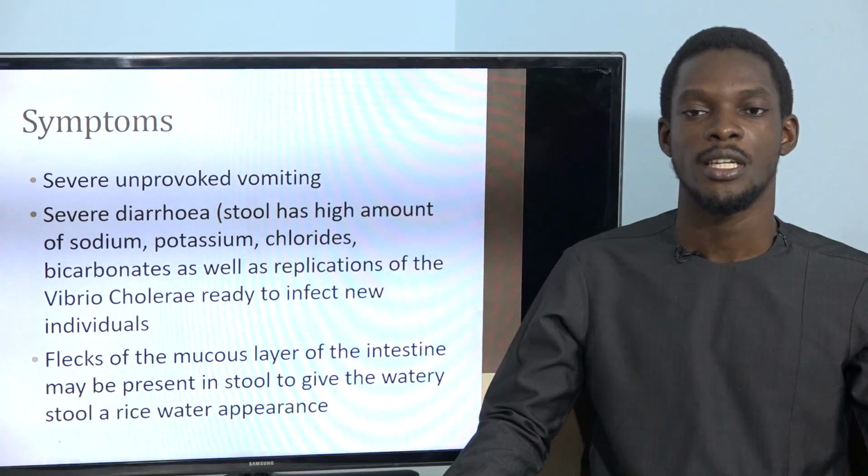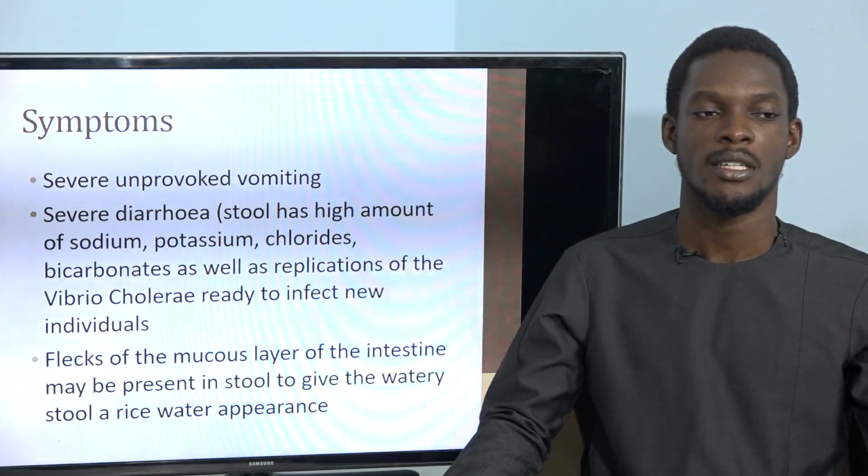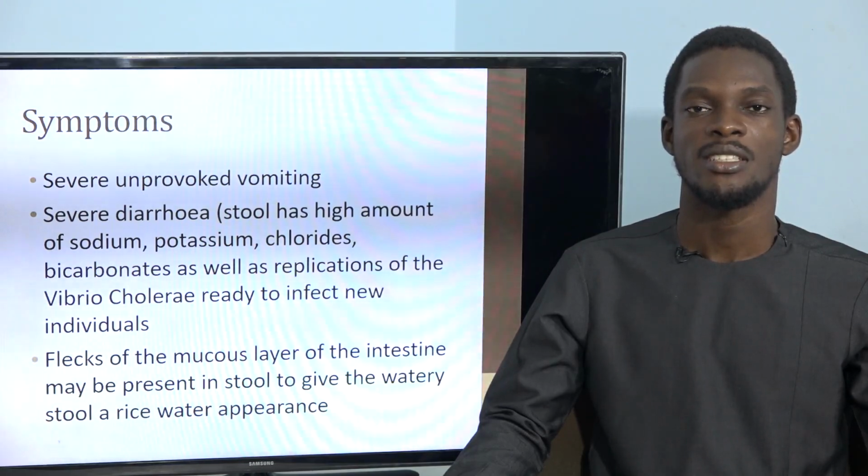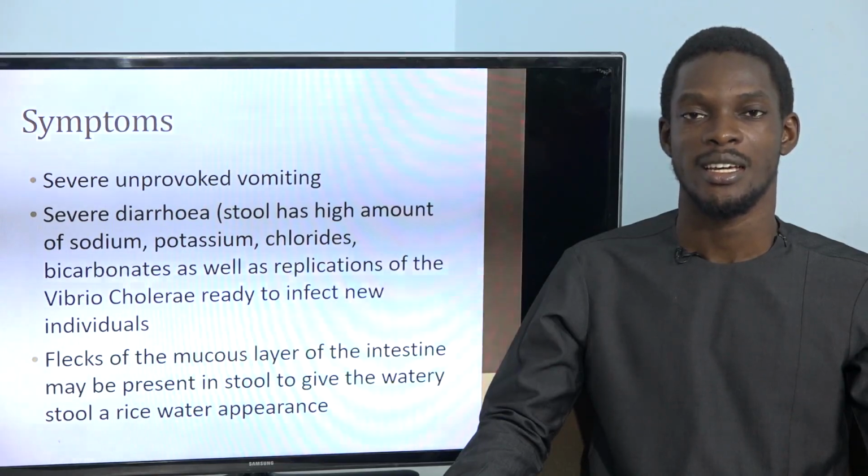Flakes of the mucous layer of the intestine may also be present in the stool. And these flakes look like crustings of snow. I don't know how to explain it, but very small, tiny particles. And this makes the stool look like rice water stew. It gives it a rice water-like appearance. You have just tiny, tiny flakes in the stool.